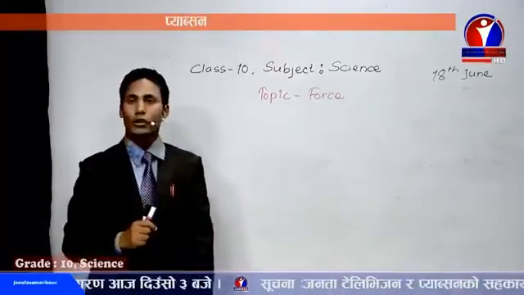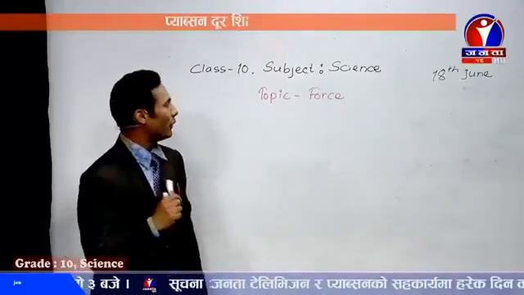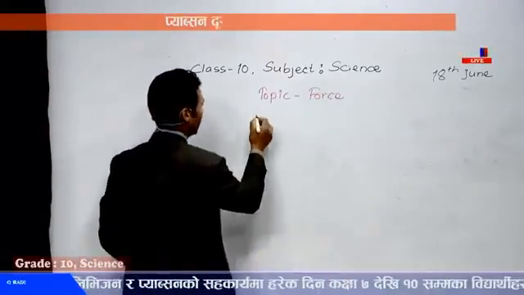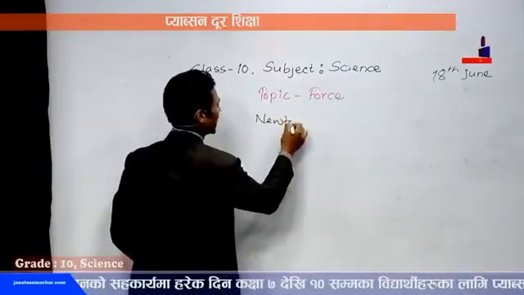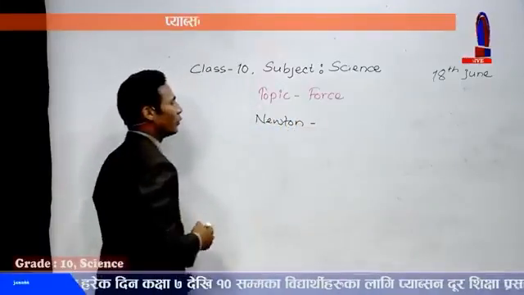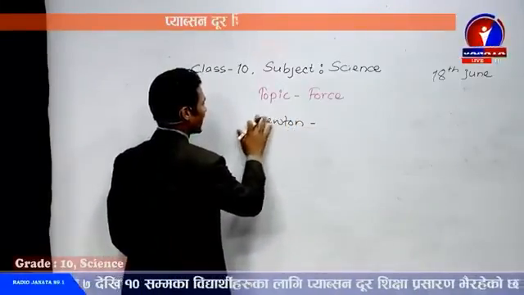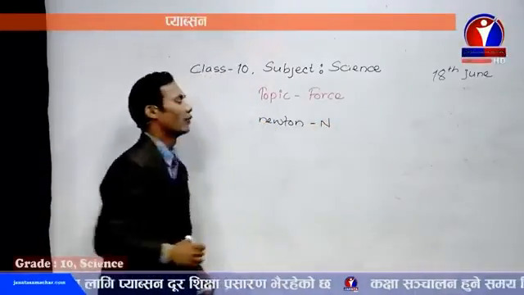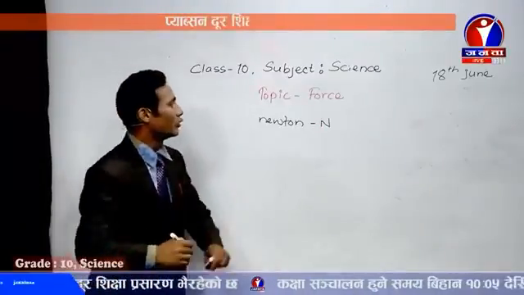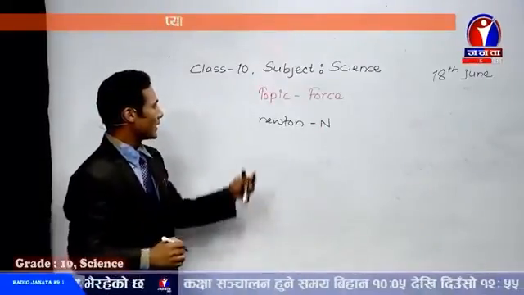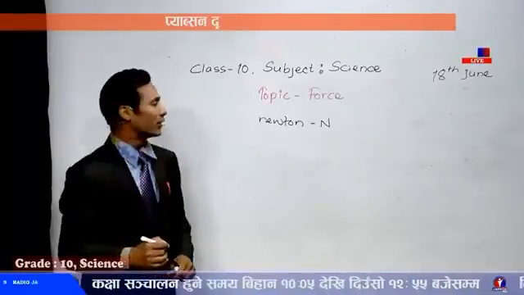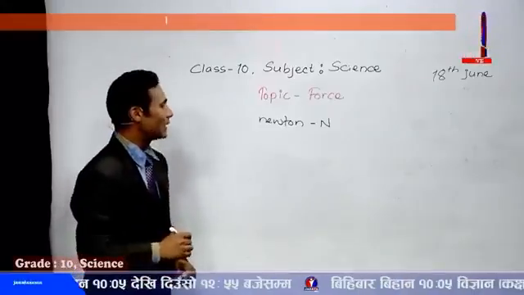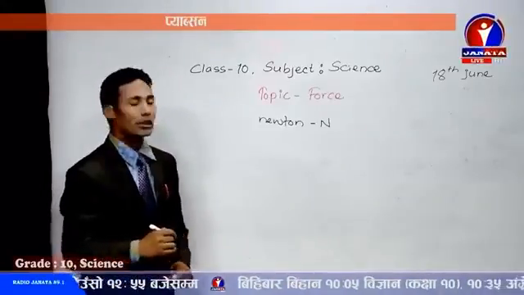And the unit of force you have learned in lower class. We measure force in Newton. So Newton is the unit of force, and the symbol for Newton is N. We will write down the unit of the force. This is the SI system of units, and in the CGS system we measure in the dyne. Dyne is the CGS unit for the measurement of a force.